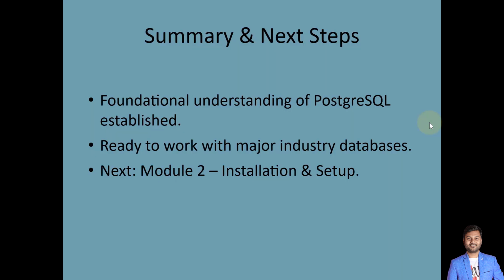So you now understand what PostgreSQL is, why it is trusted worldwide, how it compares to other databases, and how its architecture works at high level. With this foundation, you are ready to dive into installation, setup, and real SQL operations. So let's move to the next module, that is module 2, installation and setup.